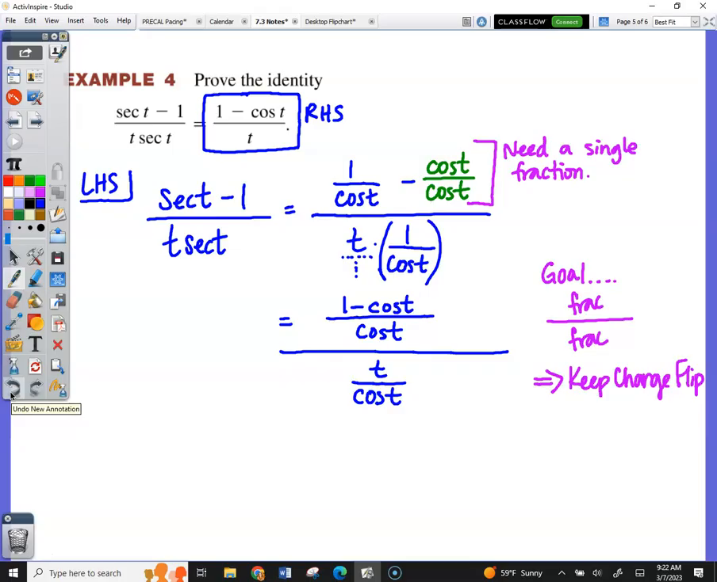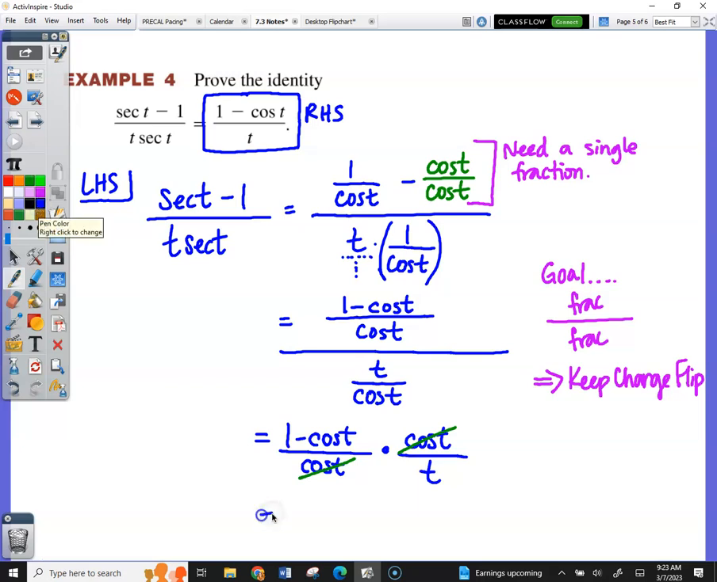All right, we're going to keep, change, flip. Keep it. Change it. Flip it. What happens? This one will cancel with this one. That's allowed. And then if I just multiply straight across, what have I ended with? The right-hand side. That means I'm done.